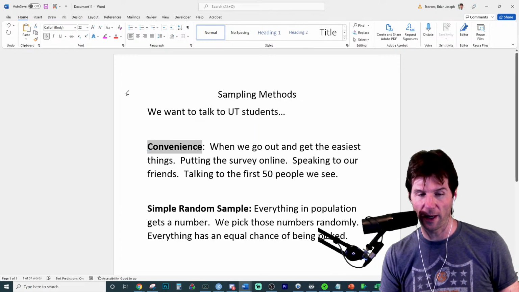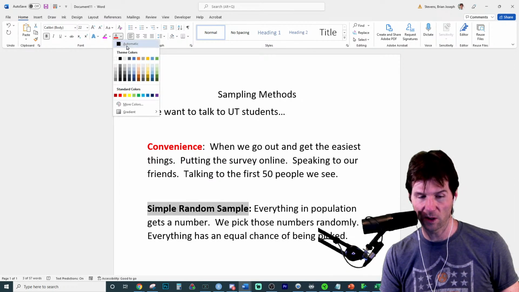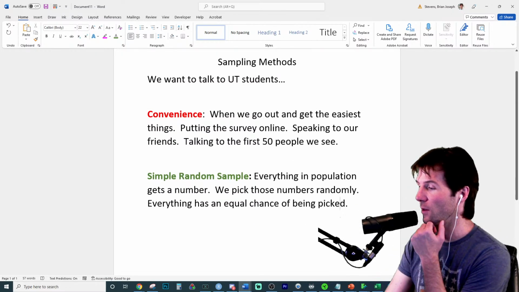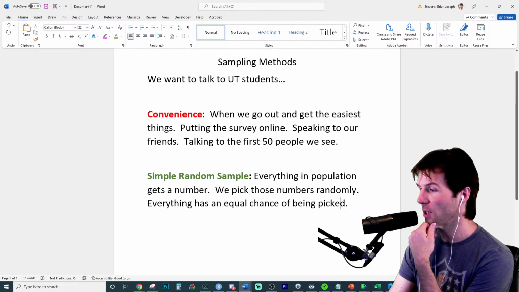This, let's put bad. This is bad right here. We'll put in red. That's a bad one. And we'll put green and good right here. The rest will be in green. If done properly, which as long as you do that, you're doing it properly. Everything in the population gets a number.